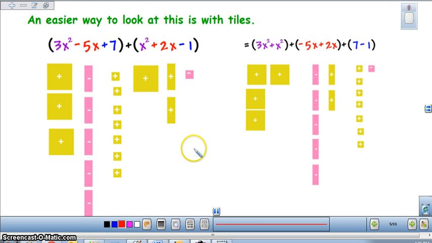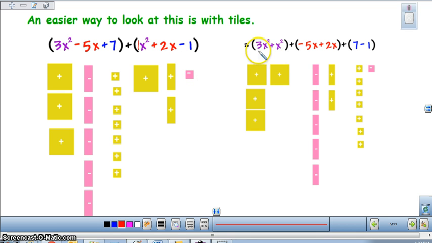Sometimes it's easier to think of algebra tiles. We will have a set of algebra tiles if you ever want to look at them that way. 3x squared: the big square is x squared, so we have 3 of those. The negative 5x gives us 5 of these pink longer ones, plus 7. If we are adding that with x squared, that is, remember, a 1x squared, positive 2x, so we have 2 yellow rectangles, minus 1. We could have a plus a -1 also.